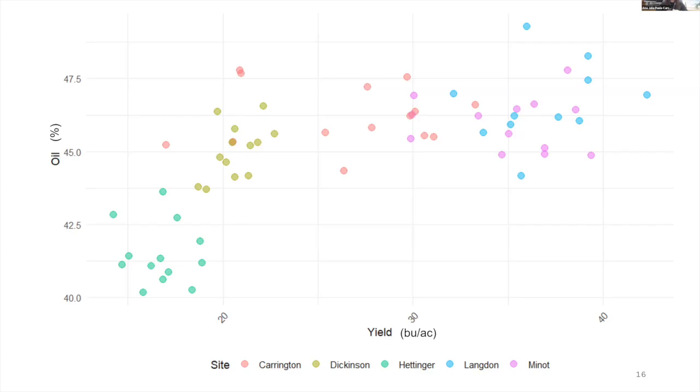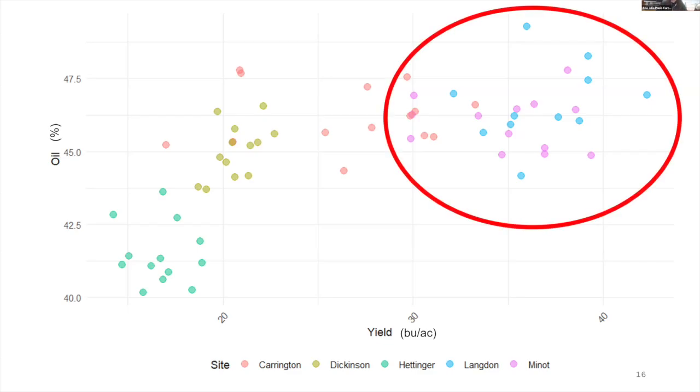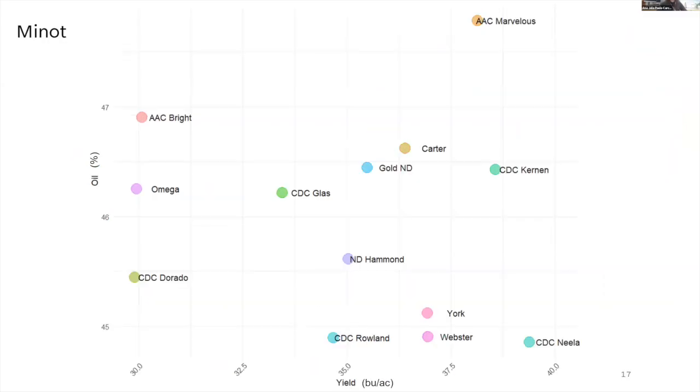Again, when we compare not only yield, but also oil, we can see that the sites with higher yield are usually also the ones with higher oil. There's a relationship there. So let's see one of the places with a higher yield. We have Minot, for example, and this is how the different varieties perform there.